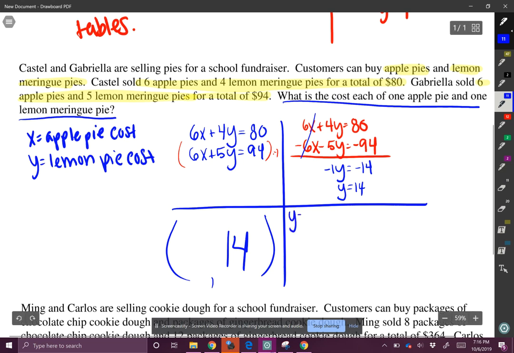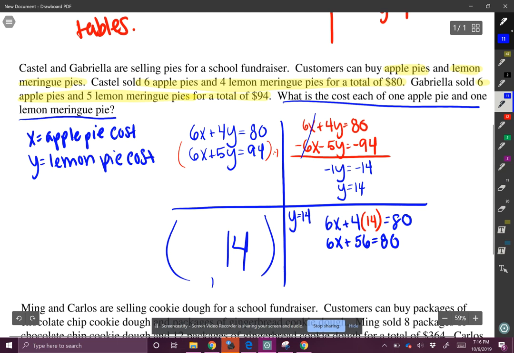Now, knowing y is equal to 14, I can figure out what x is. So I'm just going to use the top equation. Remember, it does not matter which one you use. And we'll use the substitution property of equality to substitute that 14 in for y. All right. So the first thing we need to do is that 14 times 4, and that gives us 56. So we have 6x plus 56 equals 80.